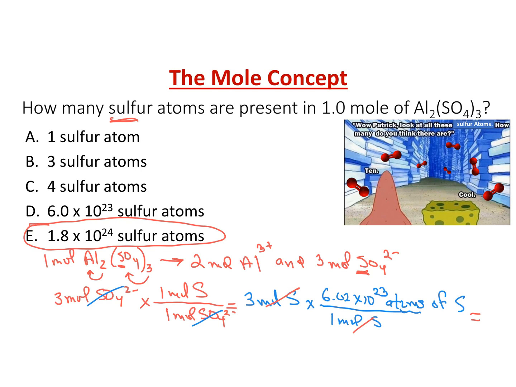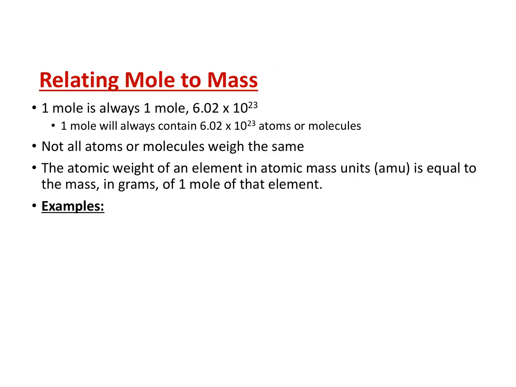We need to pay attention to what we're being asked for in the question, right? We're being asked for atoms of sulfur, not moles of sulfur, not molecules of aluminum sulfate, right? So 1 mole is always 1 mole. It's always 6.02 times 10 to the 23.